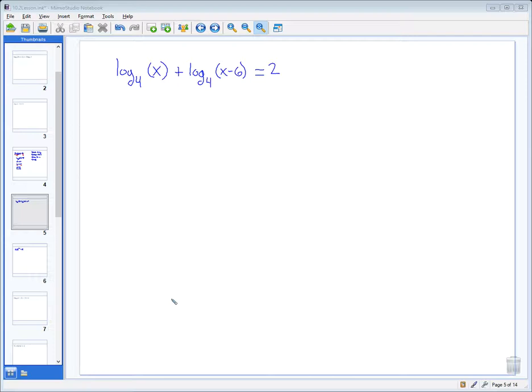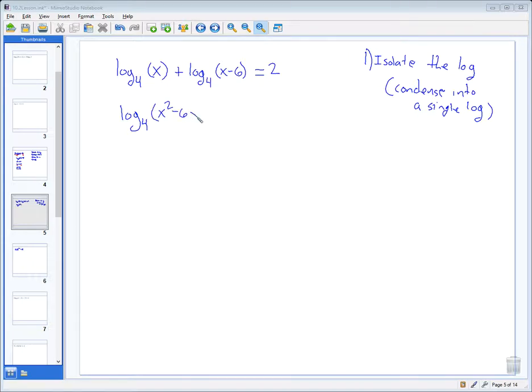Here's your second example. So again, the first thing we want to do is isolate the log. Now, notice in this case there are 2 logs and they're both on the same side. So our step for isolating the log means that sometimes we need to condense these logs into one single log. So remember that when you are adding 2 logs, we can condense it into a single log by multiplying the 2 arguments. So we have x squared minus 6x.